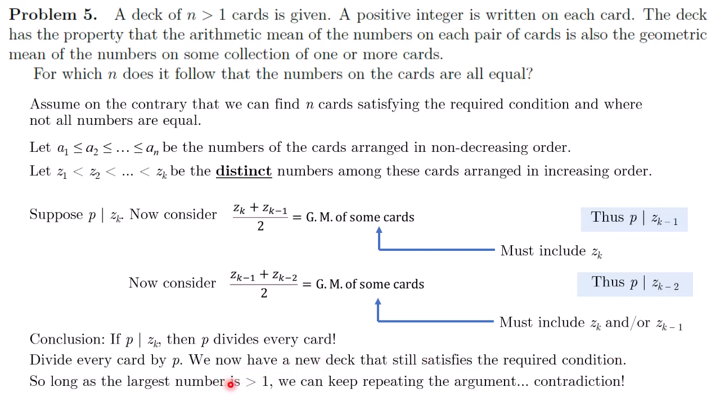Therefore, so long as the largest number is bigger than 1, we can always find a prime that divides it, conclude that the prime divides all the numbers in the deck, and divide all the numbers in the deck by the prime p. Keep repeating this argument until the largest number is equal to 1. However, this is a contradiction because not all numbers in the deck are equal, and if the largest number is 1, there are no possibilities left for the remaining numbers. So that's all for problem 5.